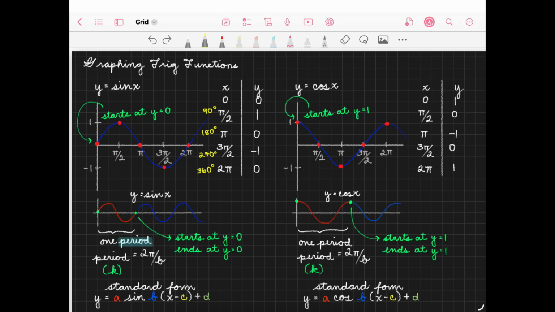So let's start by graphing y equals sine x and y equals cos x. Given the values of pi over 2, pi, 3 pi over 2, and 2 pi, let's substitute x with these values, and by substituting these values, we have 0, 1, 0, -1, and 0.